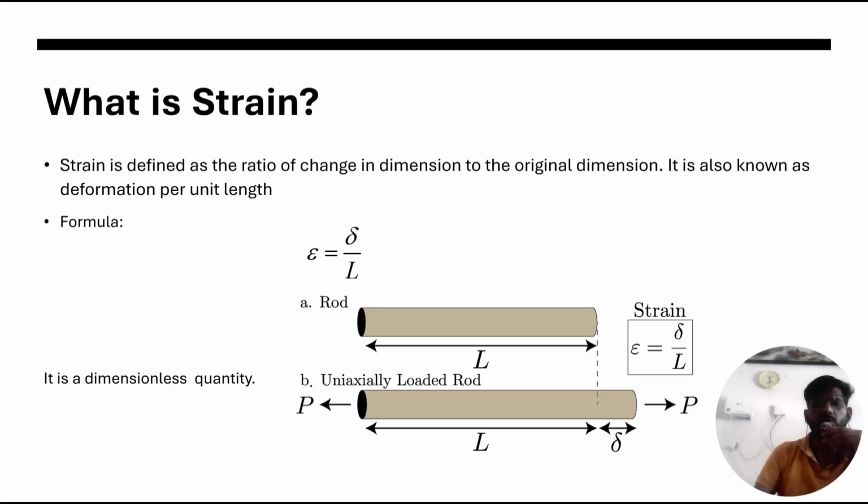After getting the knowledge of stress, now you can define what is strain. Strain is defined as the ratio of change in dimension to the original dimension, and it is also known as deformation per unit length. Here you can see a bar of length L. When a force P is applied on the rod, the length L will change to L plus delta. So there is a change of delta. When we divide this delta by the original length, we call this strain. Strain is a dimensionless quantity.